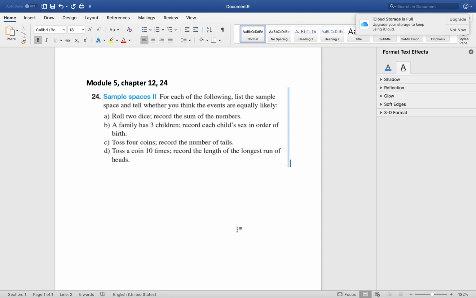So the next one is different. Toss a coin 10 times and record the length of the longest run of heads. This one is saying when you toss a coin 10 times, you have to record in a row the longest run of heads. So basically saying, like, in a row I can get 5 heads or I can get 2 heads. So basically it is not equally likely.